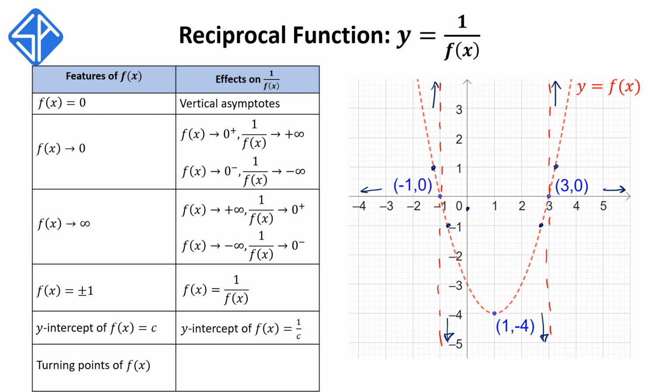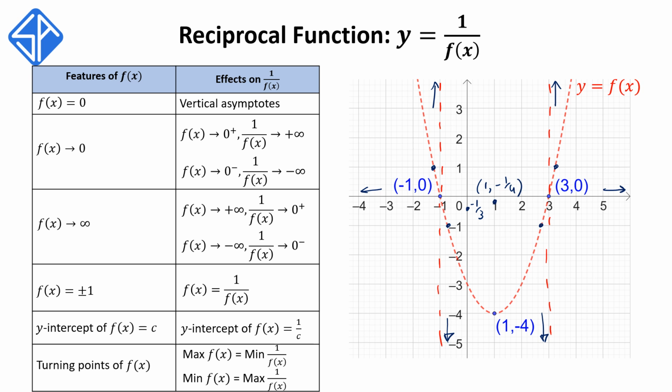And now let's consider the turning point. When f of x has a maximum turning point, your reciprocal function is going to have a minimum turning point. And when f of x has a minimum turning point, your reciprocal function is going to have a maximum turning point. So in our diagram here, the point (1, -4) is the minimum turning point of f of x. So our reciprocal function will have a maximum turning point at (1, -1/4). So it's going to be somewhere there. And let's mark that in, (1, -1/4), and I'll mark in the y-intercept as well.